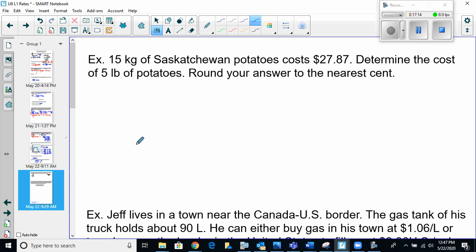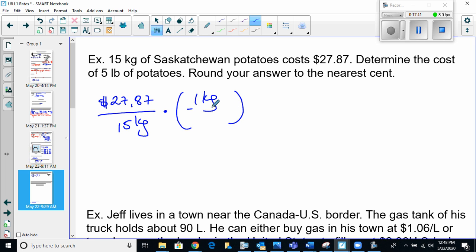15 kilograms of Saskatchewan potatoes cost 27.87. Determine the cost of 5 pounds of potato. So 27.87 is the amount of money that you are spending for 15 kilograms, times in 1 kilogram we'll have 2.2 pounds. So this will give us the unit price, and this will be times 5 pounds.